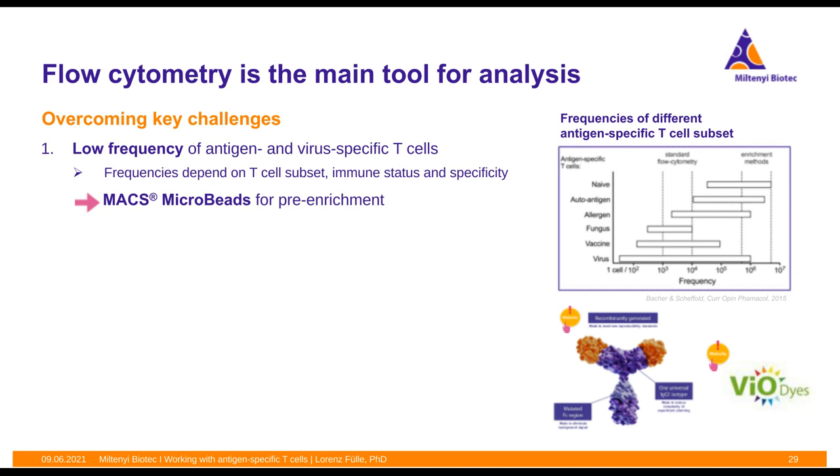With modern flow cytometers, you will normally be able to detect at least some cells, but there might be certain conditions where hardly any specific cell can be detected. And here you can use our MACS microbeads.